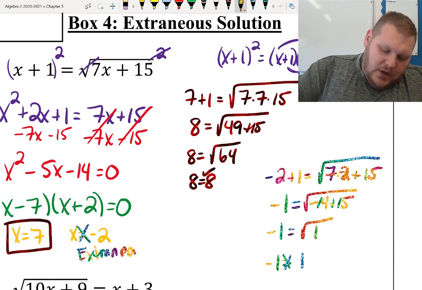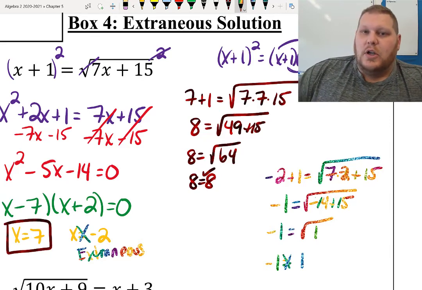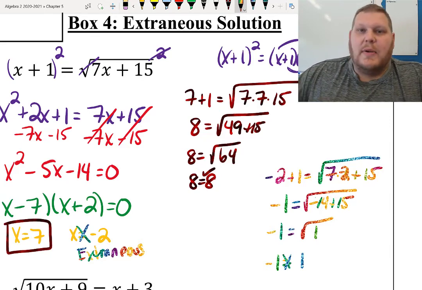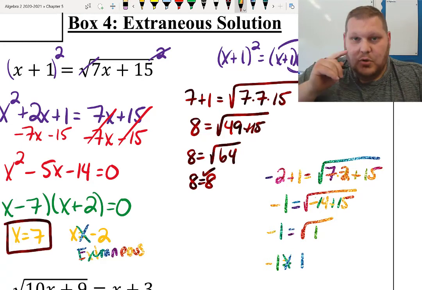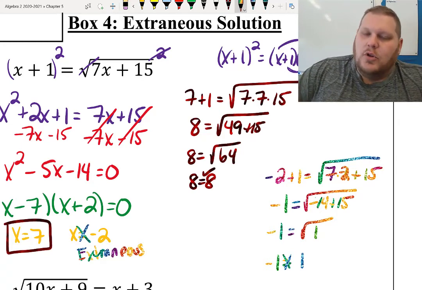So however you want to note that, if you want to say extraneous, if you want to cross it out, or box in the positive 7, but don't box in or circle your answer for negative 2, just indicate to me that you know that one's actually not a solution, even though you got it as an answer.